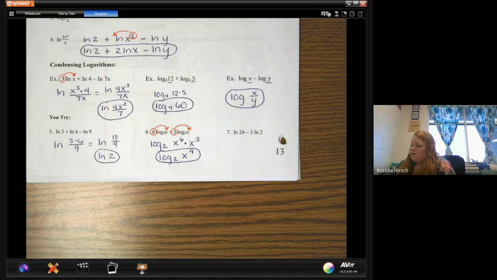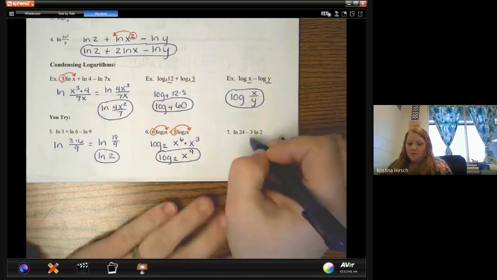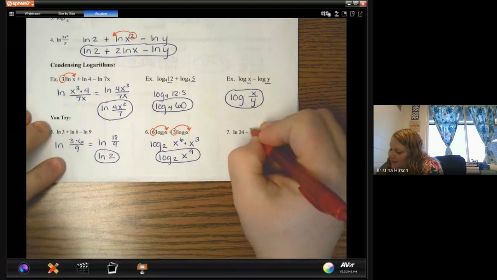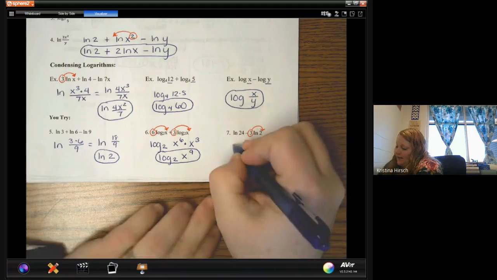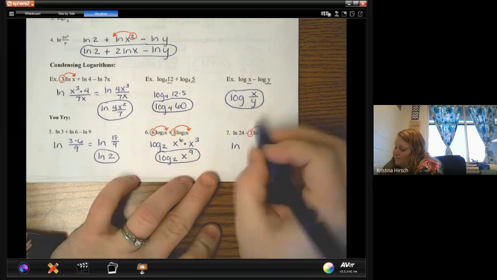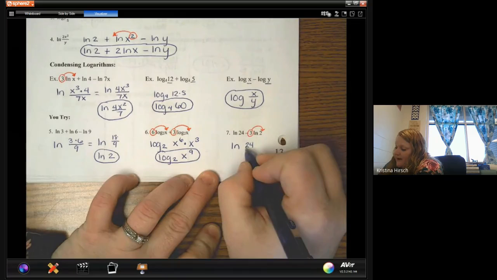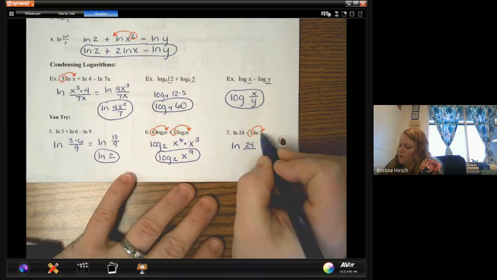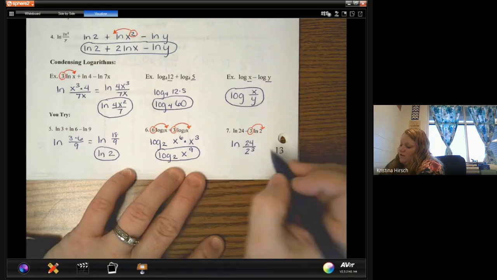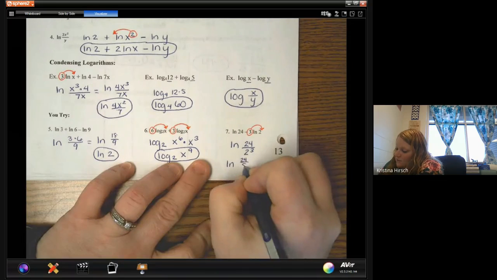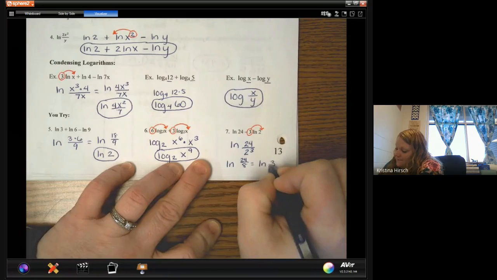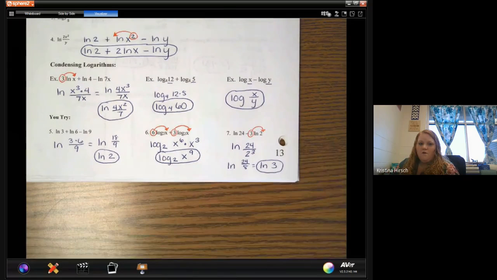All right, so this last one, why not? There's only one more on the page, right? So this last one, the 3 would become the exponent of the 2. But we have the ln, because everything's ln. We have 24. Minus tells me to divide by 2 to the 3rd power. Well, 2 to the 3rd power is really just 8, right? So this would be the ln of 24 divided by 8, which is really the ln of 3. So hopefully that gives you some examples to help you out here.